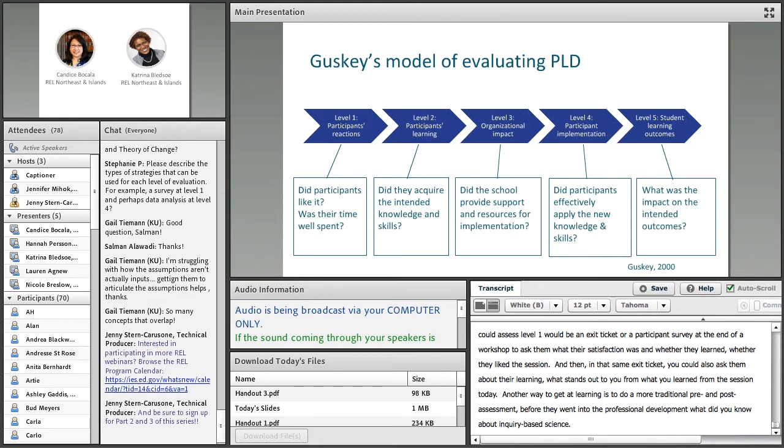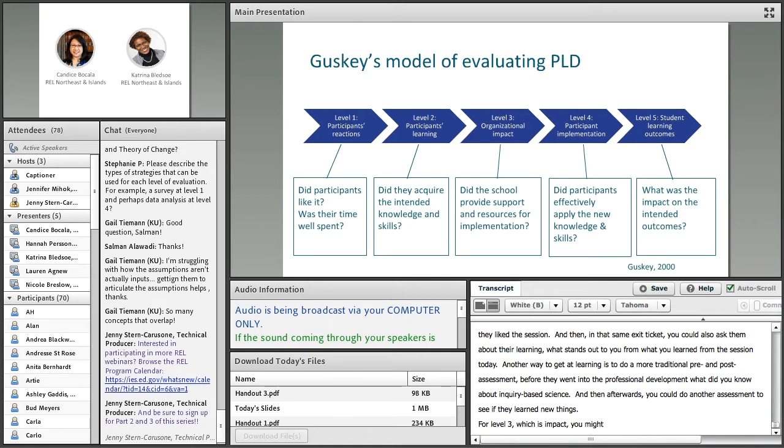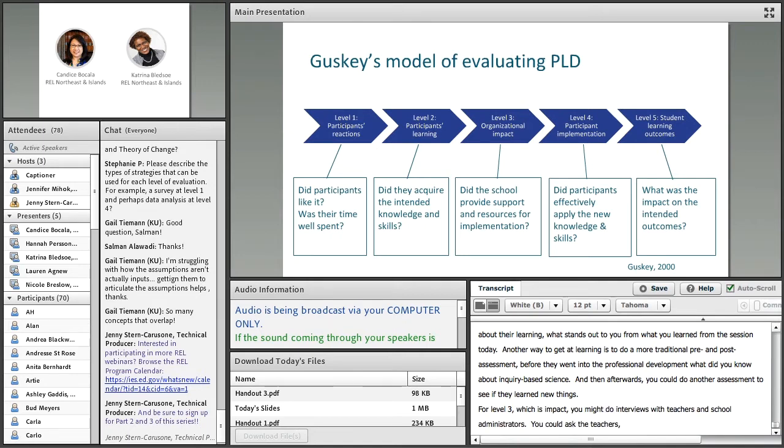Another way to get at learning is to do a more traditional pre and post assessment to assess teachers before they went into the professional development. What did you know about inquiry-based science? And then afterwards, you could do another post-assessment to see if they acquired new knowledge about inquiry-based science.